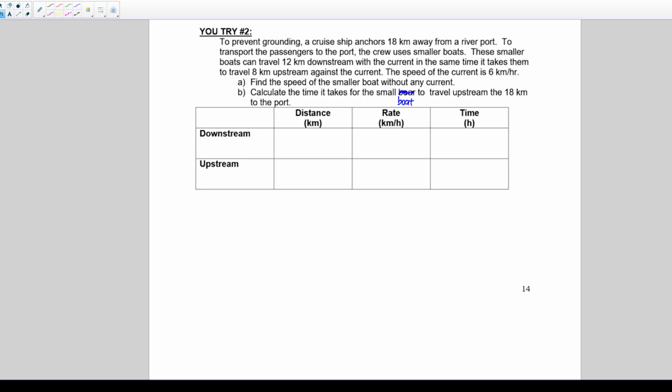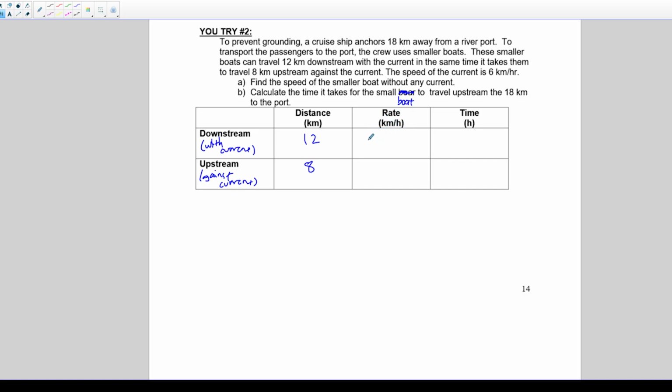So let's go ahead and fill out our information here. We know that downstream is with the current, so we're going to travel with a bit of extra speed. And if we're going upstream, we're going against the current. Your distance downstream is going to be 12 kilometers, and your distance upstream, we said, was 8 kilometers. The part that people typically struggle with here is the rate, or your speed.